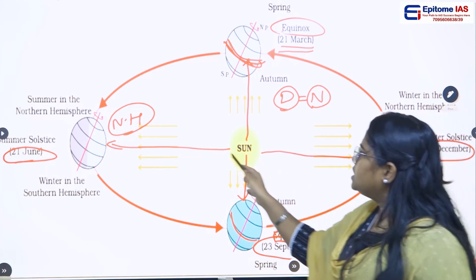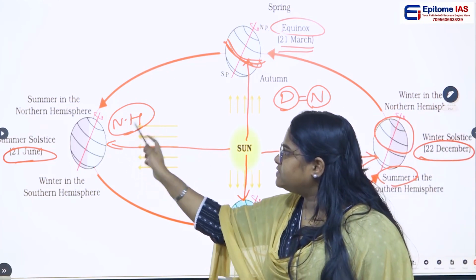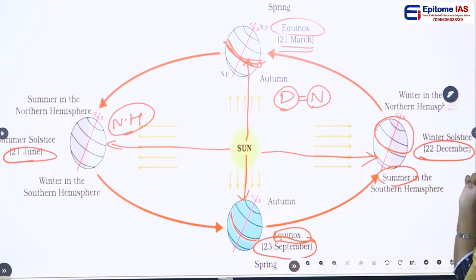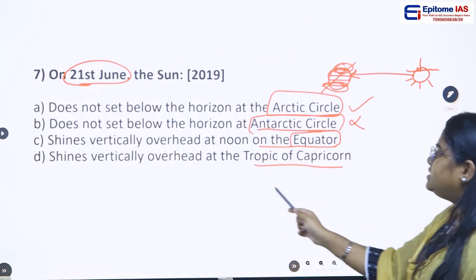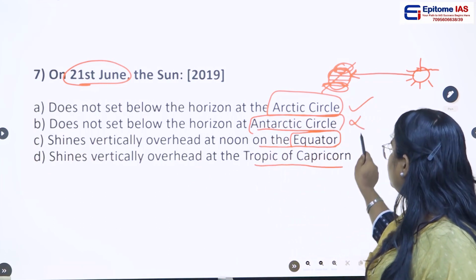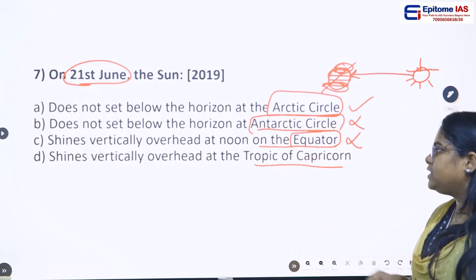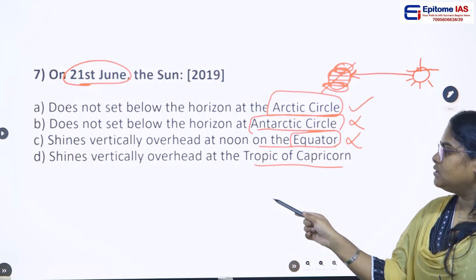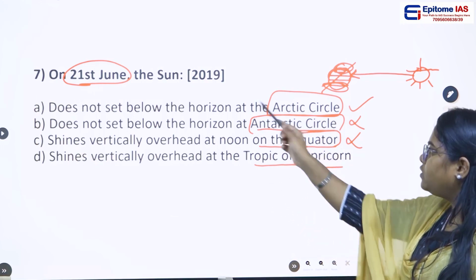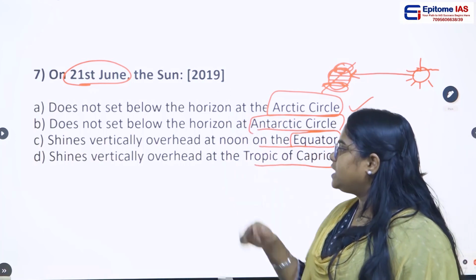In the summer solstice, we have the sun overhead on the Tropic of Cancer, and in winter we have the sun overhead on the Tropic of Capricorn. But what they are saying is the sun shines vertically overhead at noon on the equator. No, this won't happen. It will happen in either the spring equinox or autumn equinox, not on the summer solstice.